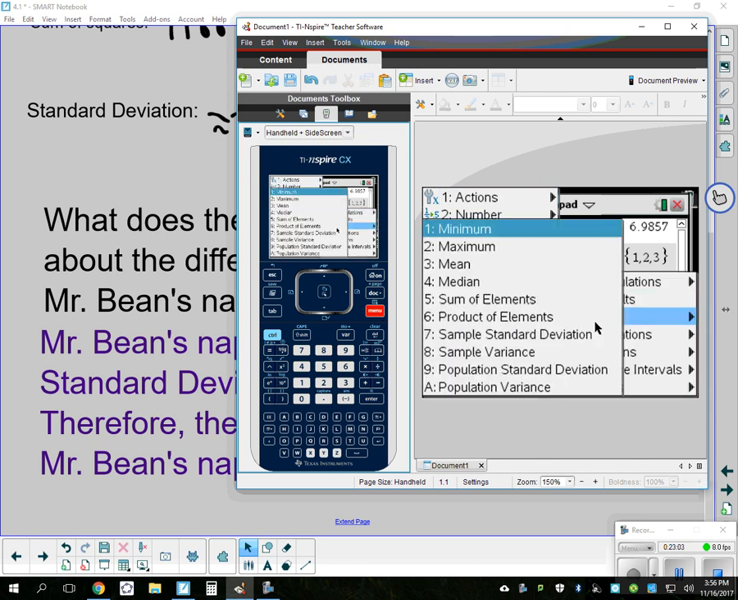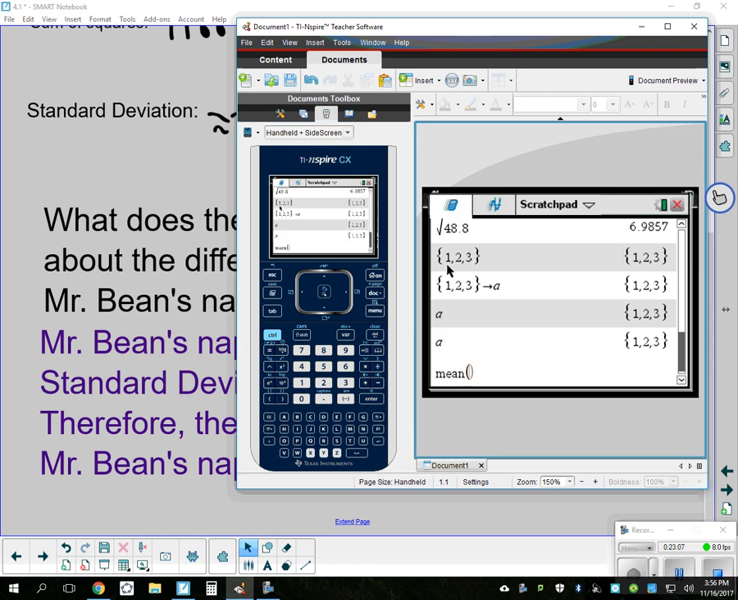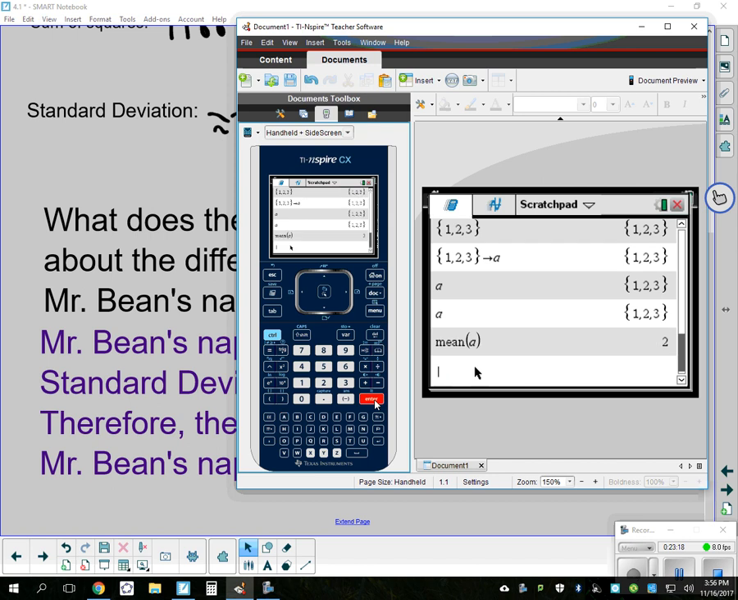Okay, then you can go back to that menu, statistics, list math, and what operation you want. We want to take the average of those numbers. So we're not going to type our numbers in there. That's a mistake I made before. We're going to type the variable in that we named our list. So the mean of A, being this list of numbers, is 2, which should make sense because 3 plus 2 is 5 plus 1 is 6. 6 divided by our 3 numbers is, sure enough, 2.